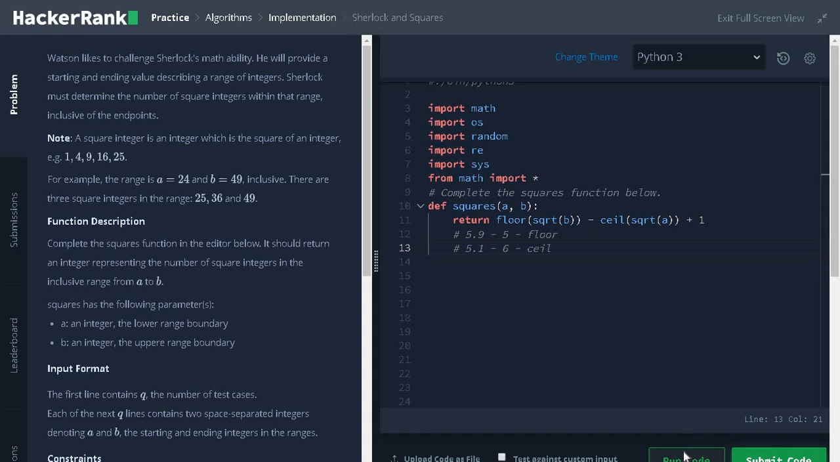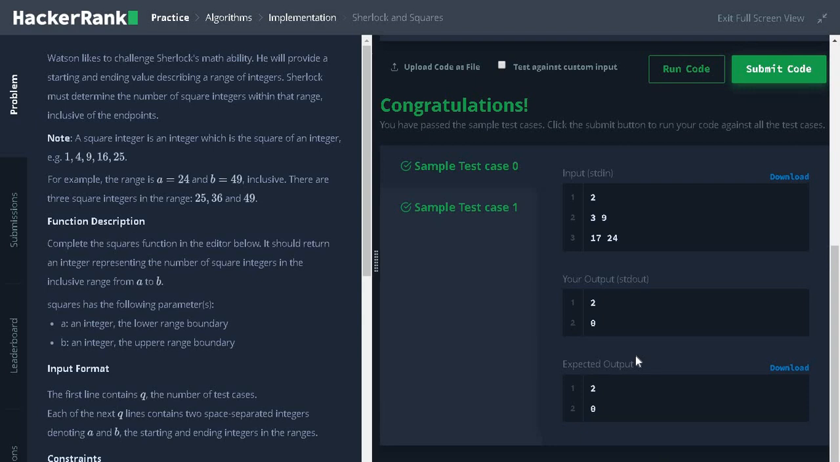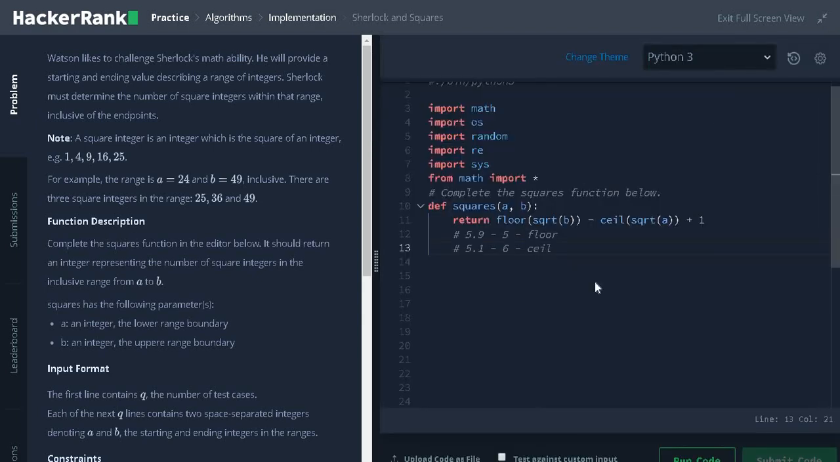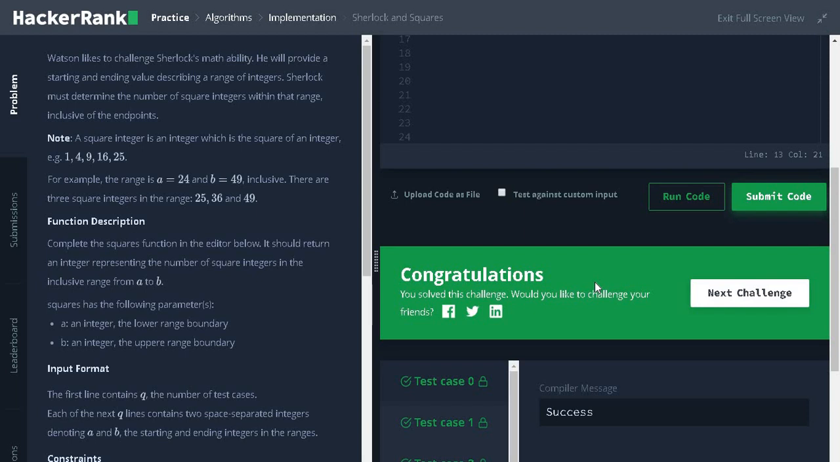Let's run the code. It passed the sample test case. Let's submit it. Yeah, we solved the problem.